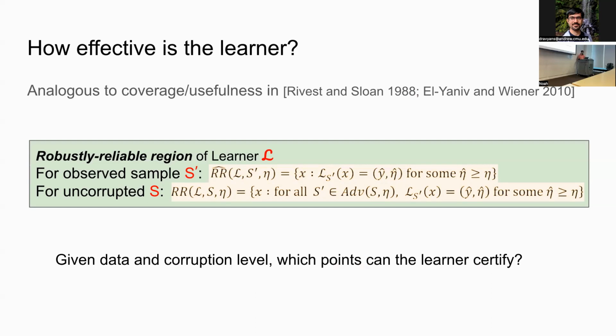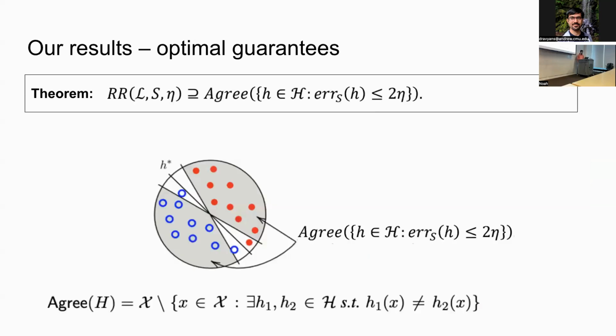And given the data and the corruption level, we are interested in answering the question: what is the largest set of points the learner can certify? All right, so our first result says that the robustly reliable region of the learner that we proposed contains this set of points, which we call the agreement region of classifiers with error at most 2 eta on the sample S. So what is the agreement region?